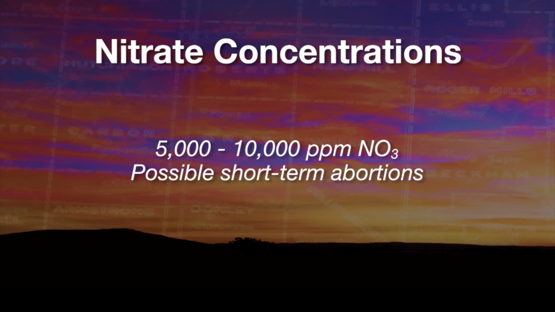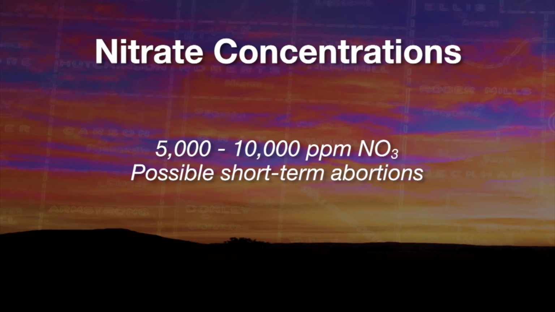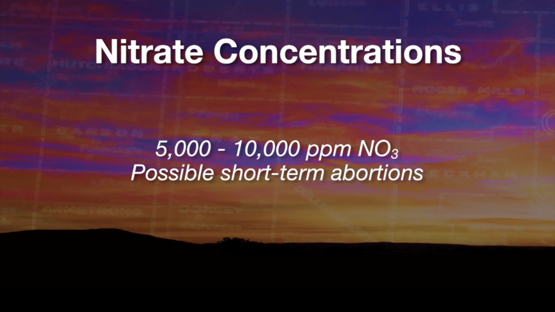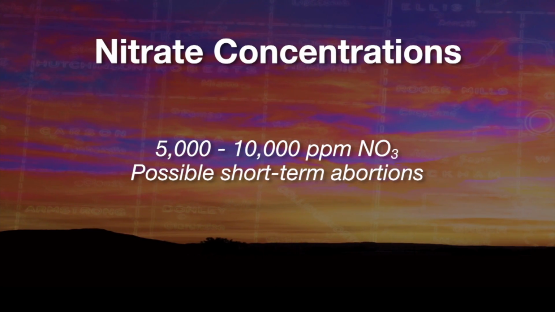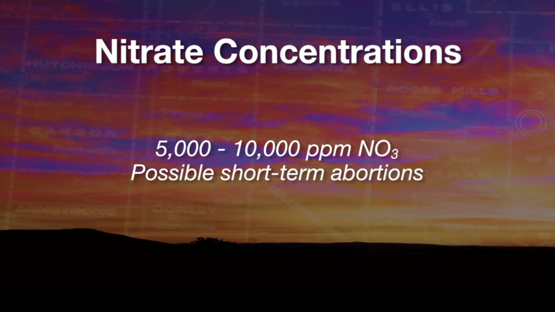Once we get to 5,000 parts per million and then moving up towards 10,000 is when concern really begins to develop. Between 5,000 and 10,000 parts per million, data has shown us that we can have a few short-term abortions occur due to nitrate toxicity. They're probably rare, but they can occur.